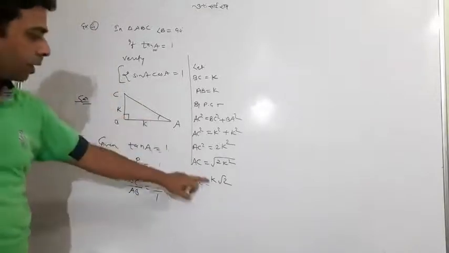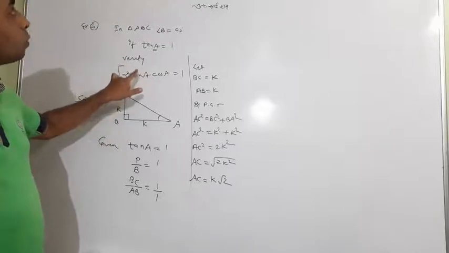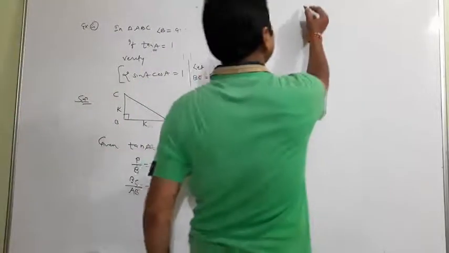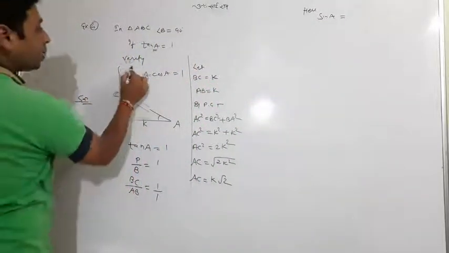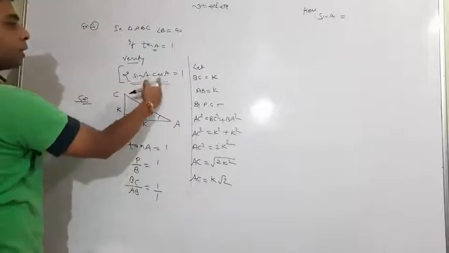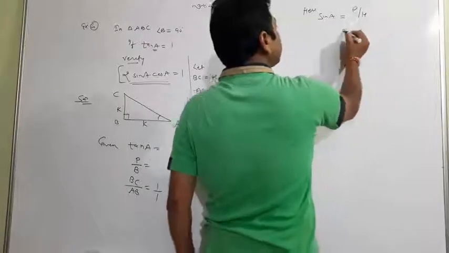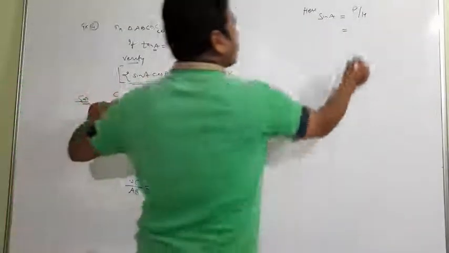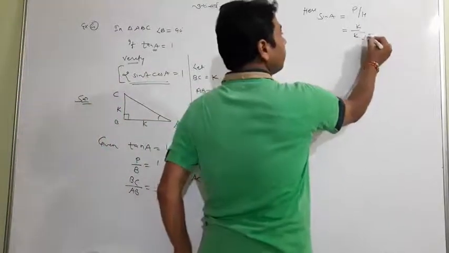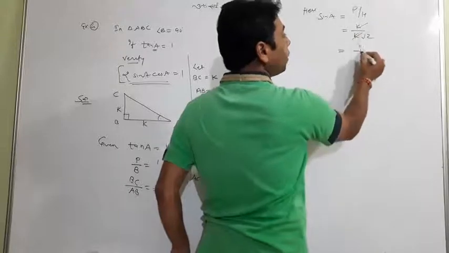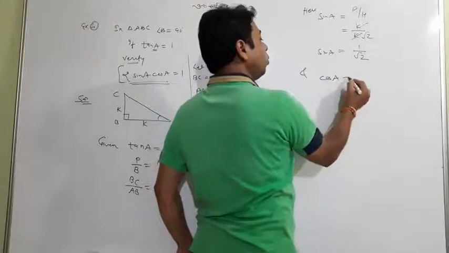Now we already have all 3 sides. Now we have to go with the left hand side. Before that, I request you to find sin A and cos A separately. Why am I finding sin A and cos A? Because when I take the left hand side, I need these two things. First we find sin A. Sin A means P upon H. P is k, the perpendicular, and hypotenuse is AC, which we got as k root 2. These two k cancel. Upside it is 1, downside it is root 2. This is sin A.